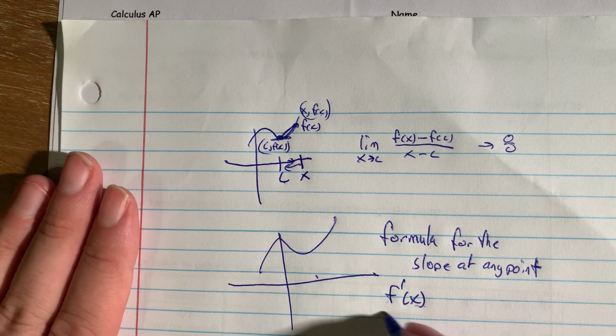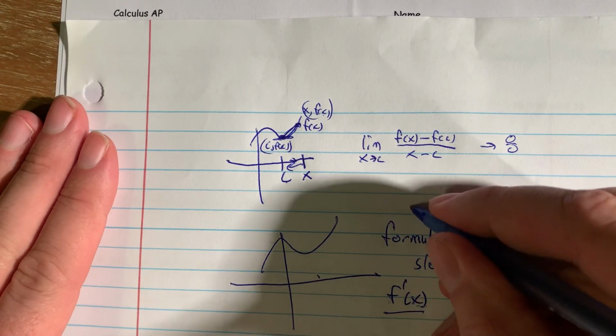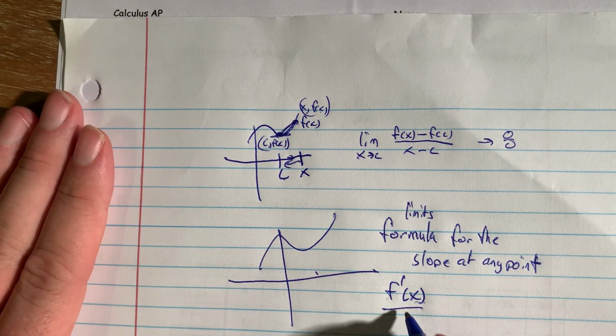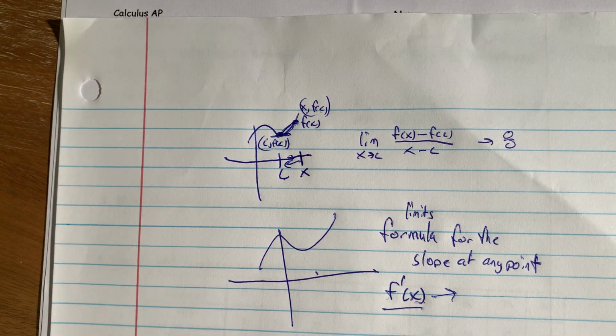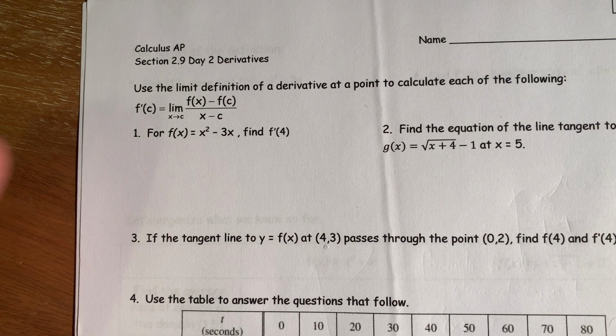And we'll eventually be able to use this to come up with rules. And so we won't actually have to use limits anymore, because we will use limits today. So we'll use limits to find formulas. But once we have those formulas, we can just use those rules and it'll make things go a lot faster. Okay, so let's make sure we're all on the same page.